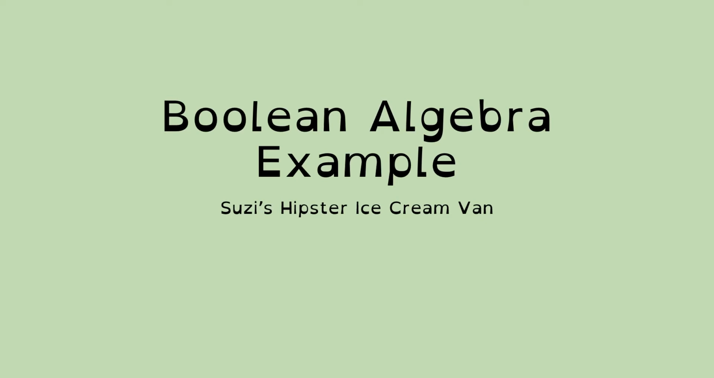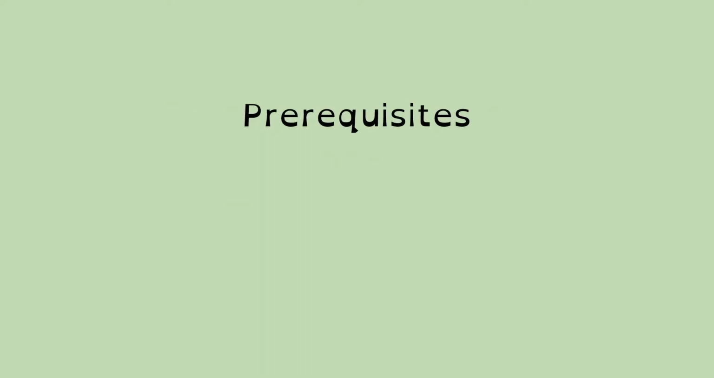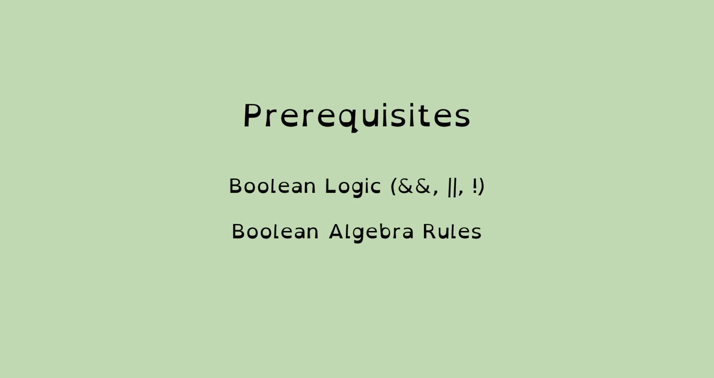So in order to understand what's going on in this video, you need to have an understanding of Boolean logic. I'm going to be using the symbols double ampersand for and, double bar for or, and exclamation mark for not. Also, it would be helpful if you come across the Boolean Algebra rules. I'm going to be chucking a couple of those in as we go along.